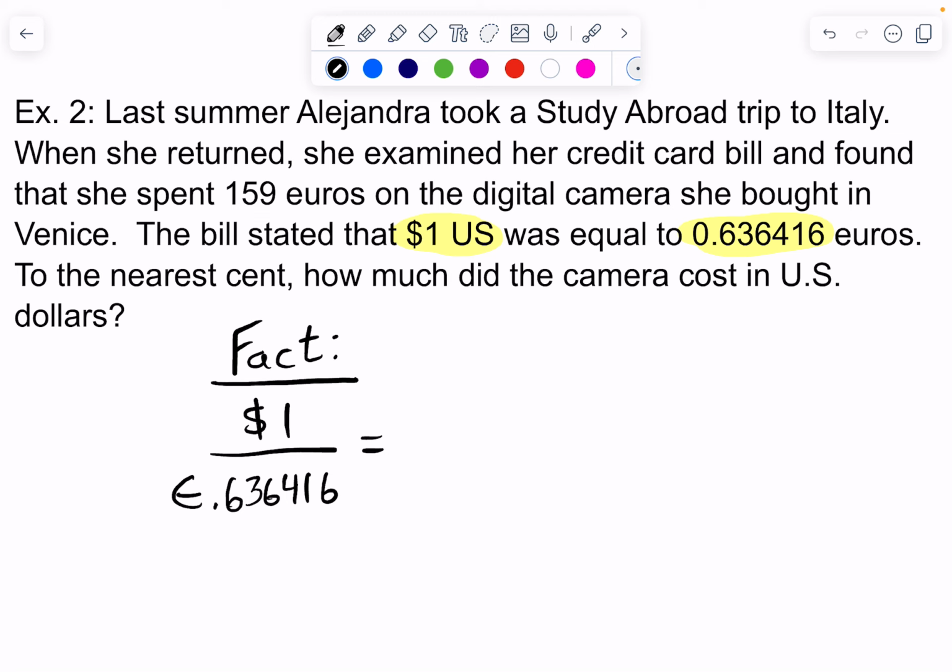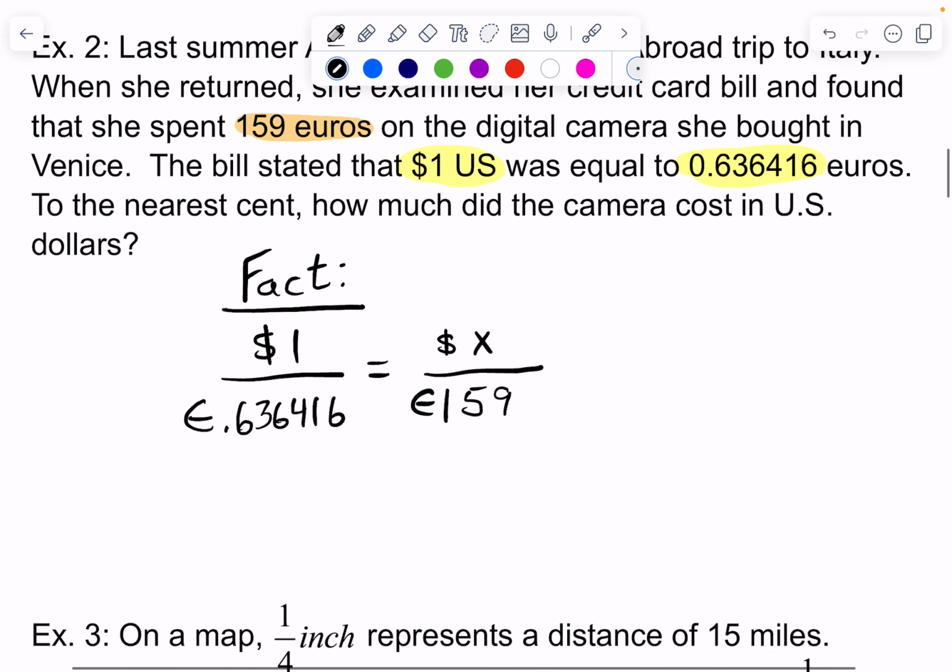So in this particular case, if you notice, they gave you the value of 159 euros. So you put euros to euros and dollars to dollars. So I've got x dollars, which is what I'm looking for, over 159 euros. And there you have it. You have a proportion. So let's go ahead and solve.